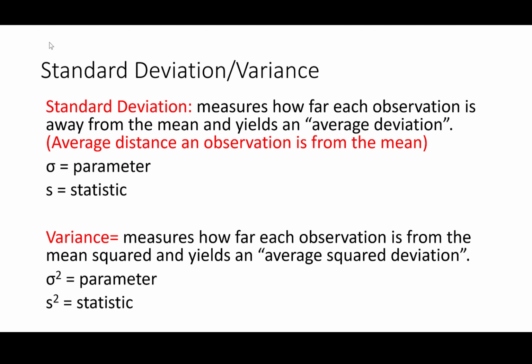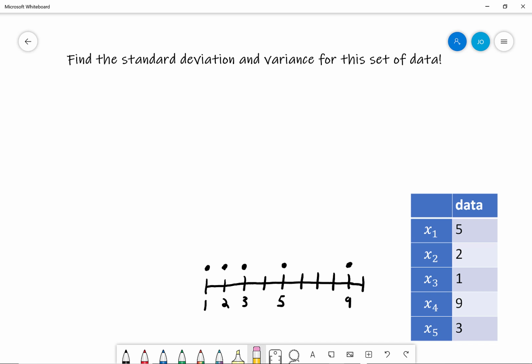So I think the best way to represent this concept is to do an example. Here is an example on how to find the standard deviation and the variance for a set of data. This set of data consists of 5 observations: 5, 2, 1, 9, and 3. And let's assume to start that these 5 observations are our whole entire population. We're only interested in those 5 observations. So if we were to find the standard deviation or the variance, we're finding the average distance or the average squared distance an observation is from the mean.